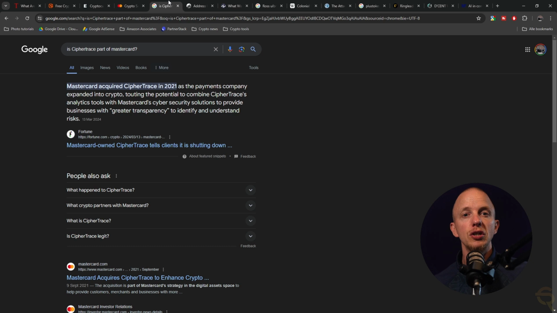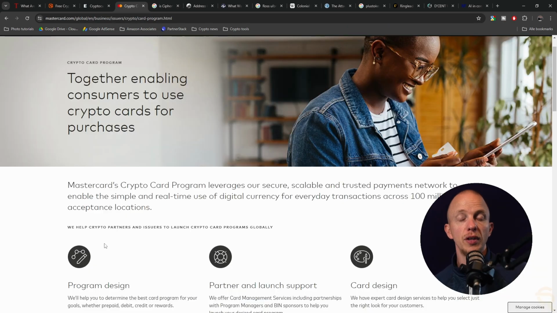Now, with Mastercard's worldwide network, they are helping to make crypto accessible and secure for billions of consumers, businesses, and governments. For instance, the Mastercard crypto card program leverages their secure, scalable, and trusted payments network to enable the simple and real-time use of digital currency for everyday transactions across 100 million plus acceptance locations. They offer different crypto cards, and the card issuance varies based on local regulations. Now, in many markets, crypto partners work with financial institutions to issue cards. Mastercard can help crypto partners to launch their own branded solutions.